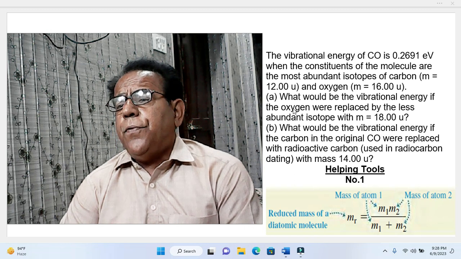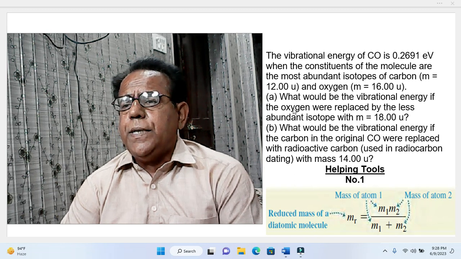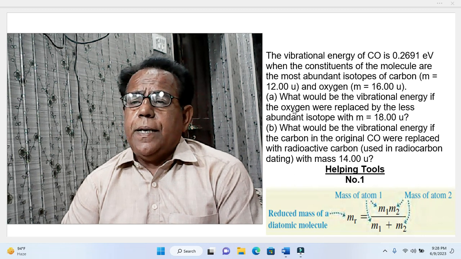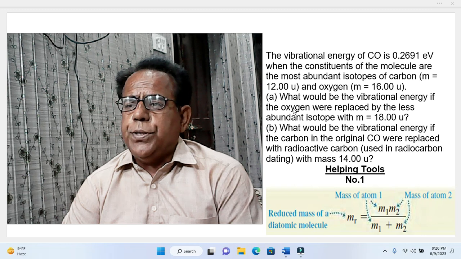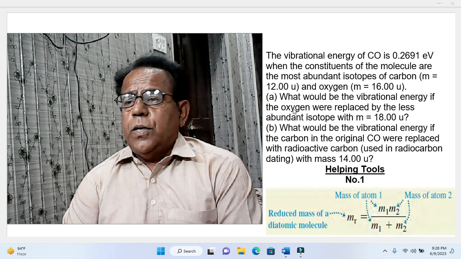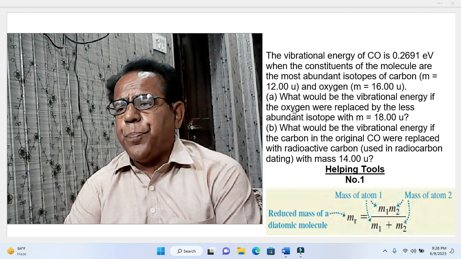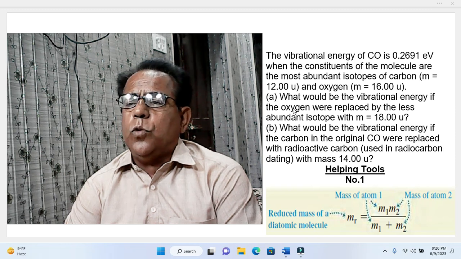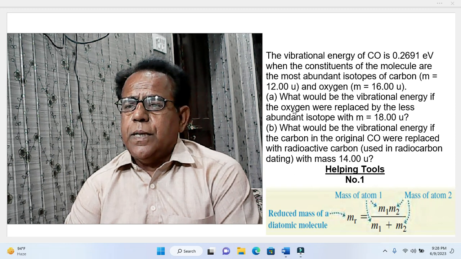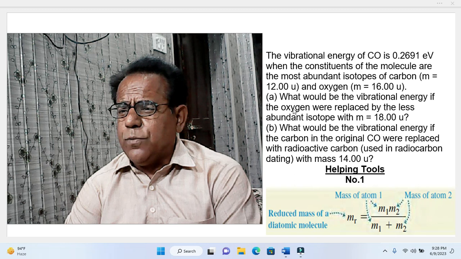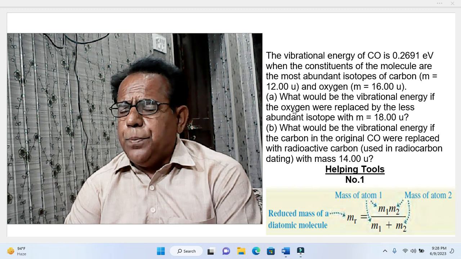Part B: what would be the vibrational energy if the carbon in the original carbon monoxide were replaced with radioactive carbon used in radiocarbon dating with mass 14.00 U? Okay, dear students, here M equal to 12, M equal to 14, M equal to 16, and M equal to 18 are all used in this problem, and we have to calculate or find out the vibrational energy.